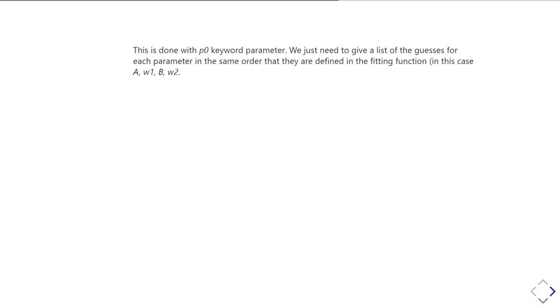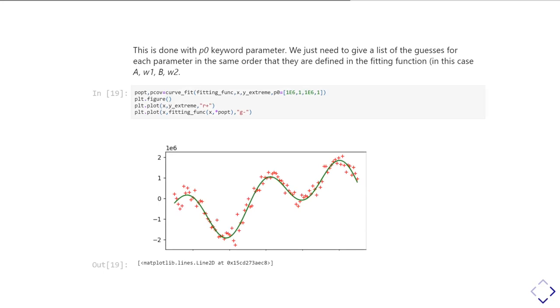Because again, remember, curve fit does not understand what your function is trying to do. It just knows it's a thing that takes X and four parameters. And so it says, okay, I'm going to give X and four parameters, and I've got four initial start values for those parameters. So I'll use those as my initial starting point. So when we go and do that, we put in a set of P0 and I give it some sensible starting values. So in this case, I've just given it 1,000,000 and then 1 for omega 1, 1,000,000 for B, and again, 1 for omega 2. And you'll see, in fact, it's managed to home in and fit quite reasonably. The green curve is going through those data points reasonably nicely.